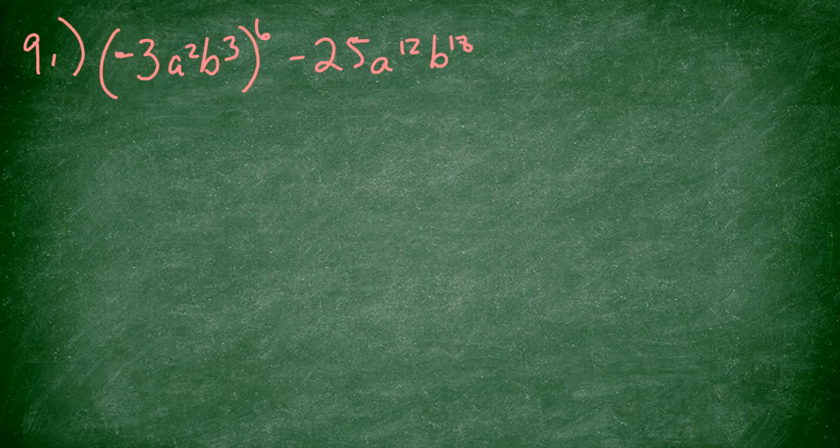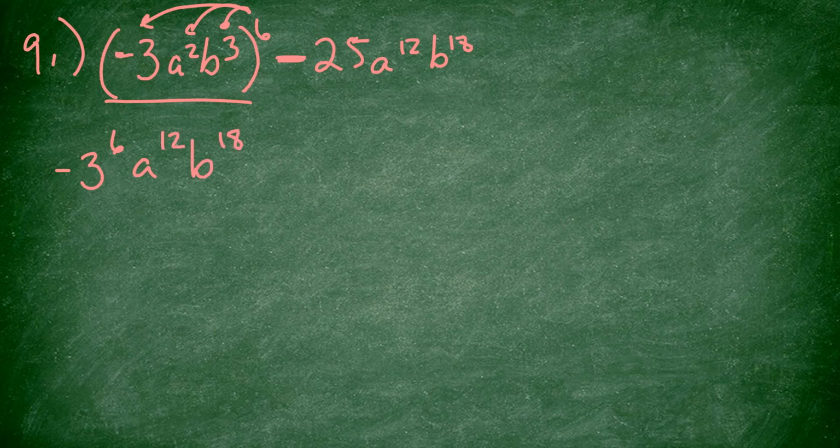Alright, so number 9 is very similar. Remember, this minus sign in the middle separates the two. So the only way I can combine the two is if they are like terms. So I'm going to focus on the first part, which I can do with parentheses. So the 6 is going to distribute to all these. So I get negative 3 to the 6th, a to the 12th, b to the 18th. Now remember, that negative 3 to the 6 should be in parentheses, so you don't get a sign mistake. Notice, my variables are going to match, so I know I'm going to have like terms.